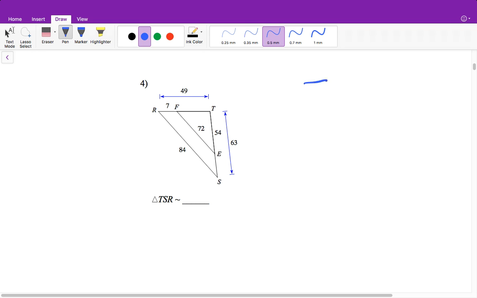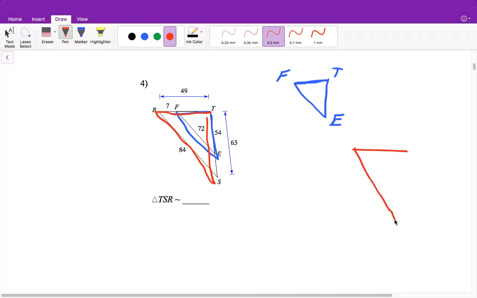So what I would suggest you do is just redraw these two triangles separately. So the first one I'm going to draw is this FTE. All right, so I have F, I have T, and I have E. Then I'm going to redraw the bigger triangle separately. So that gives me TRS. By doing this, you can see a little bit clearer what corresponds with what.